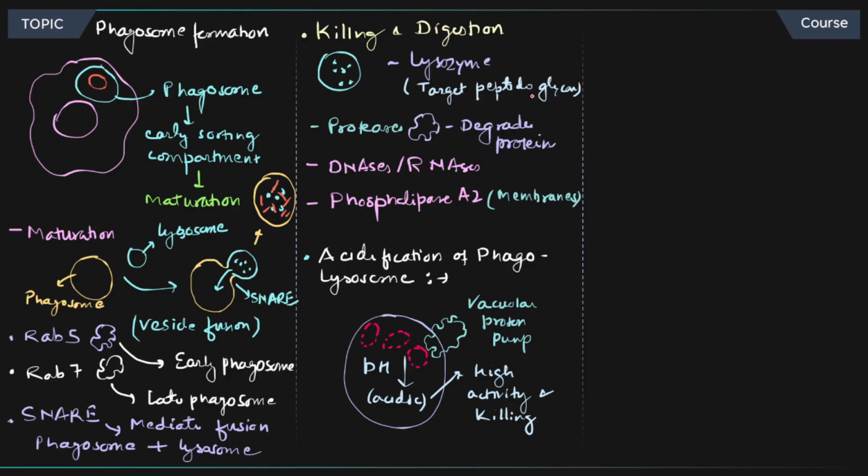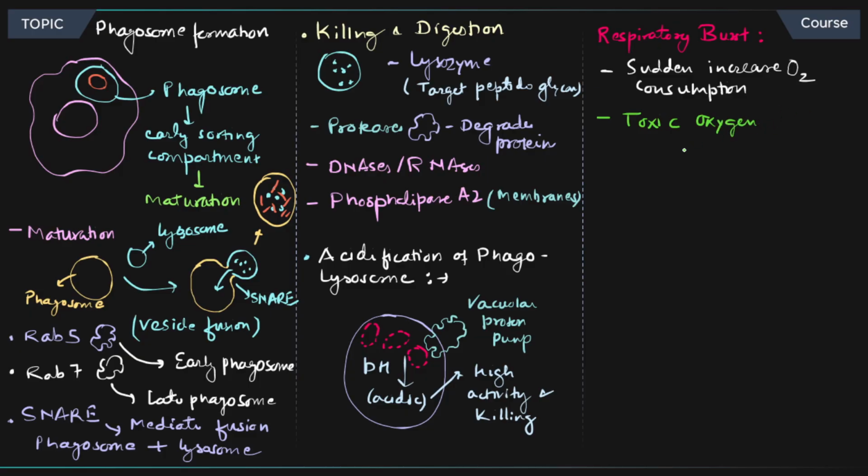Okay. Now let's talk about how the death happens. The molecular mechanism is basically related to the respiratory burst. What happens is there is a sudden increase in O2 consumption. The cell will consume oxygen very, very fast. That is the respiratory burst process. It basically produces toxic oxygen intermediates, also known as reactive oxygen intermediates, ROIs. These molecules are really antimicrobial in nature.